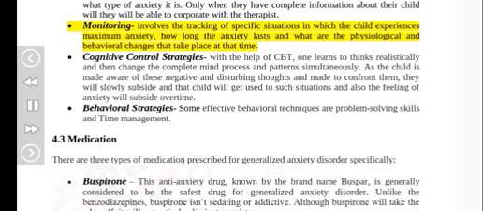Monitoring involves the tracking of specific situations in which the child experiences maximum anxiety, how long the anxiety lasts, and what are the physiological and behavioral changes that take place at that time.